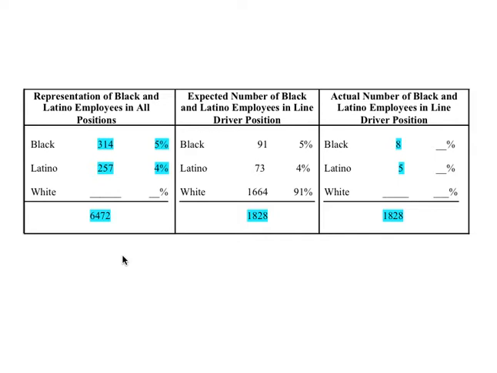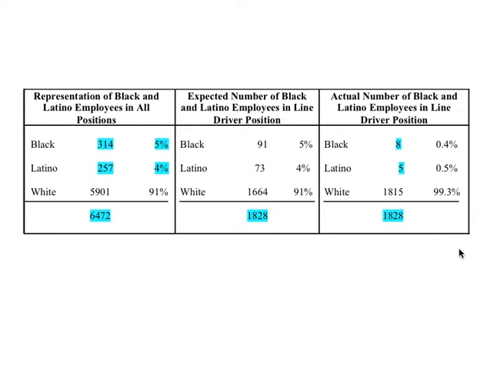The next thing is to go and look at the case and find the actual number of Black and Latino employees that are in that position. And that's right in the case. You can find that. The next step is to calculate the percentage representation based on the actual number of hiring, which you just do by dividing 8 by 1828, and you end up at 0.4%, etc.